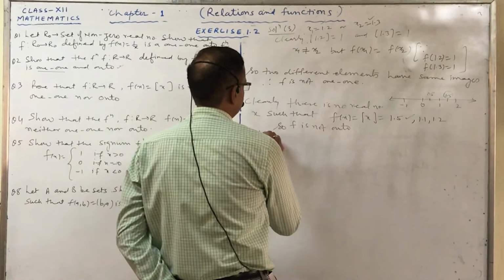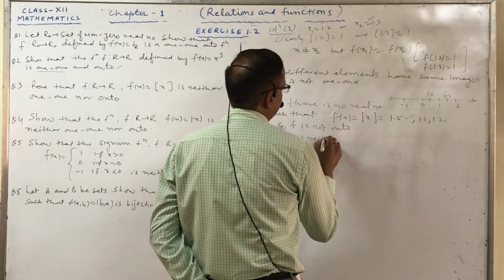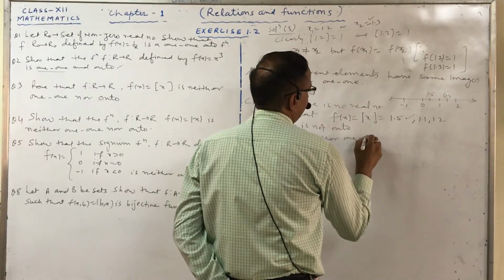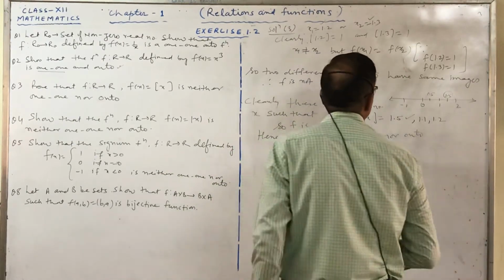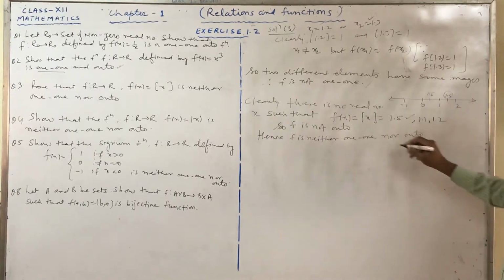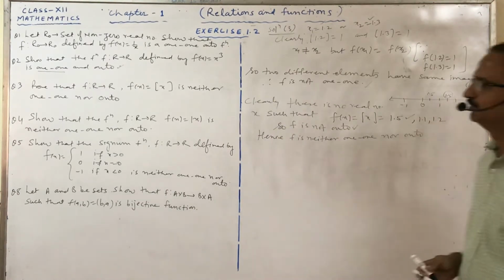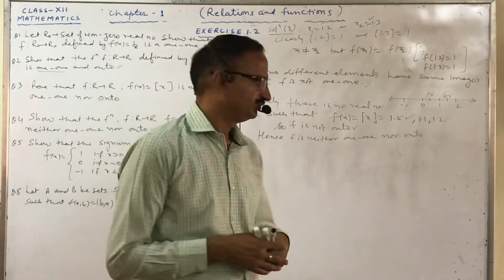Hence f is neither one-one nor onto, because it is not one-one and not onto. So it is neither one-one nor onto.